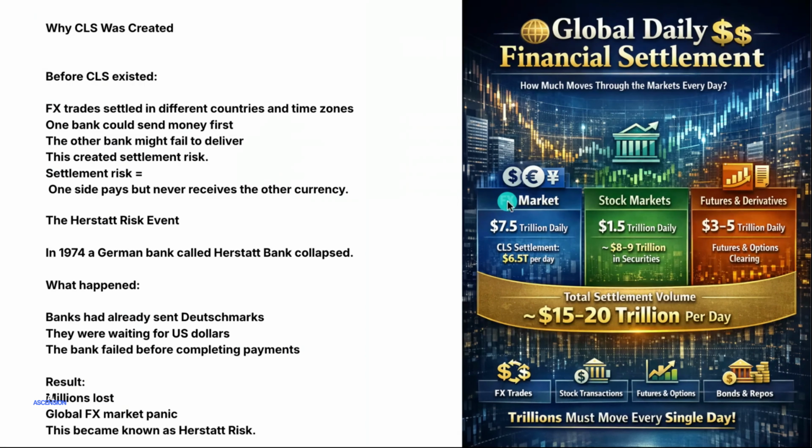Moving on, why was the CLS created? So before the CLS existed, FX trades settled in different countries and time zones. One bank could send money first, the other bank might fail to deliver. This created a settlement risk. A settlement risk is huge when it's such a large amount of money.